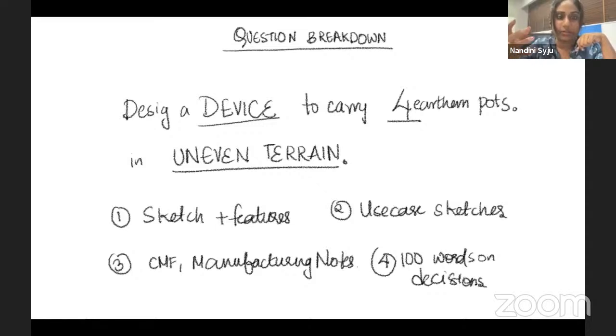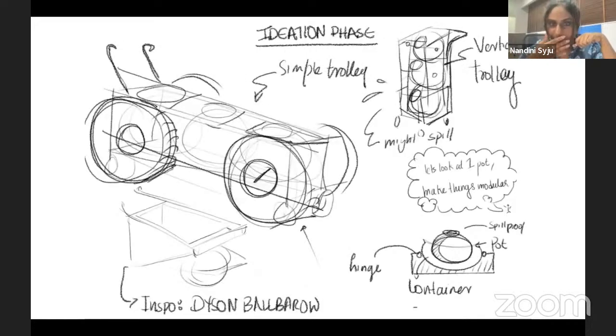And that's it. And then of course in the end you're going to conclude with 100 words of your design decisions. So what exactly are design decisions? It's basically like, okay, I did this because this was like this. I used a gyroscope because there is spillage, right? That is the kind of concept that we are trying to do.